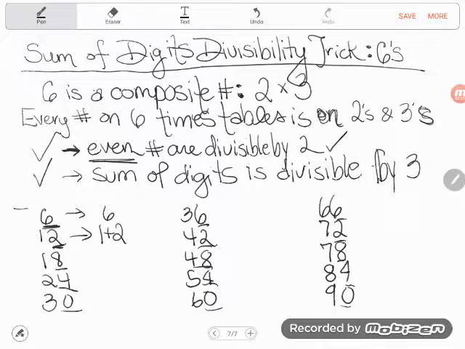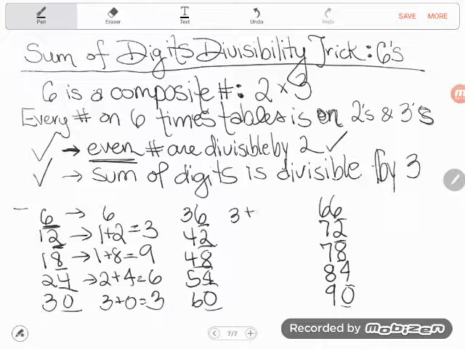12 is 2 digits, 1 plus 2, and if I add them up, I'd get 3. 18 is 2 digits. If I add them up, I'd get 9. 24, same thing. 2 plus 4 would give me 6. If I add up the individual digits here, I always get something on the 3 times tables.